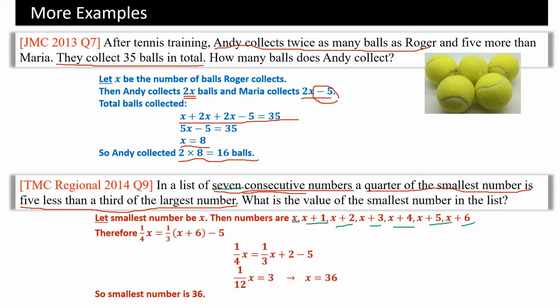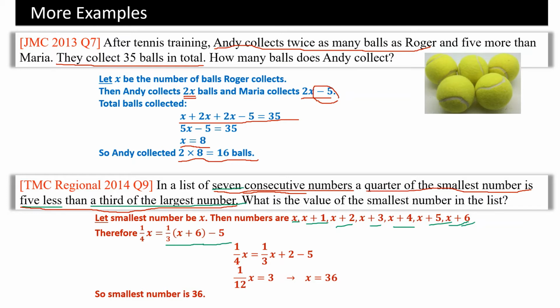Then we're told that a quarter of the smallest number. So the smallest number here would be X. So a quarter of X is equal to 5 less than a third of the largest number. The largest number here is X plus 6. So we first find a third of X plus 6, and then we subtract 5 from it because the question says 5 less than a third of the largest number. And we know that these are equivalent. So we can now therefore write an equivalent equation.